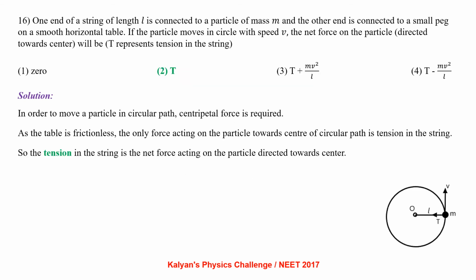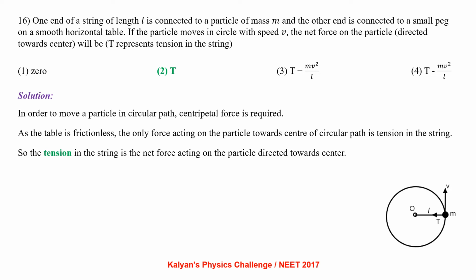One end of a string of length L is connected to a particle of mass m, and the other end is connected to a small peg on a smooth horizontal table. If the particle moves in a circle with a speed v, the net force acting on the particle directed towards the center of the circle will be. Here T represents tension in the string.